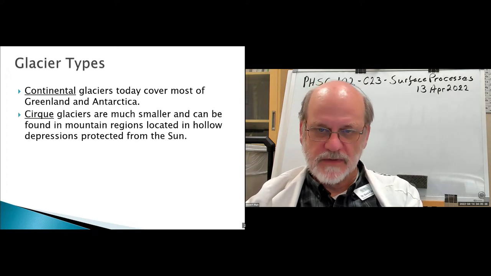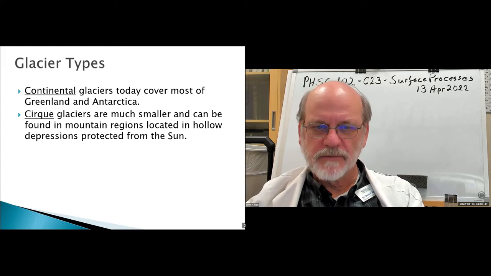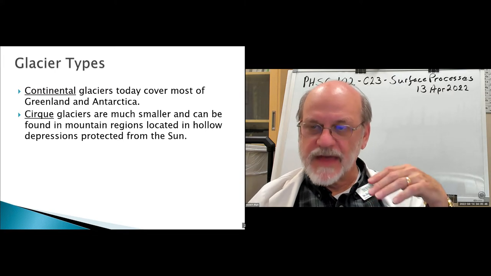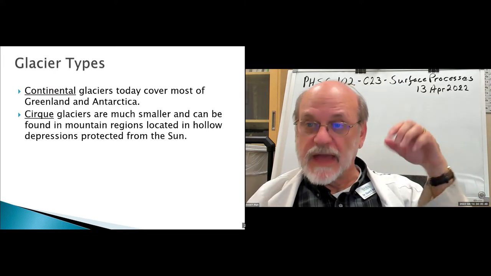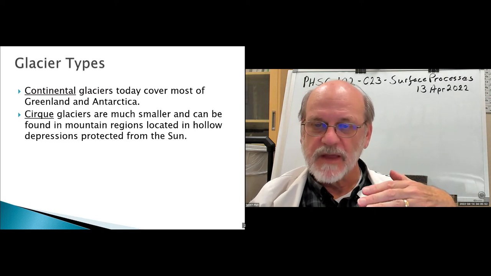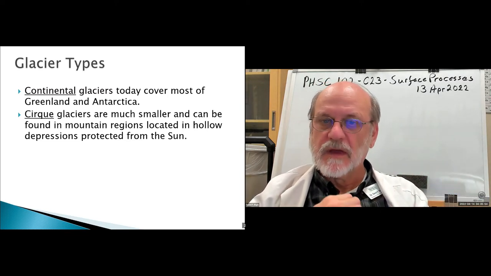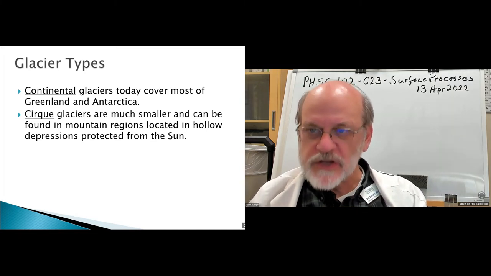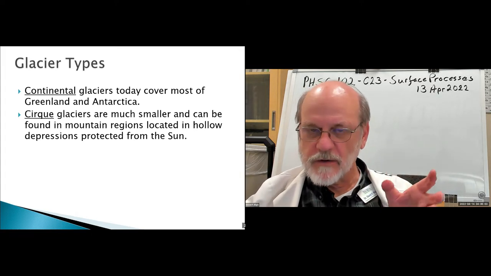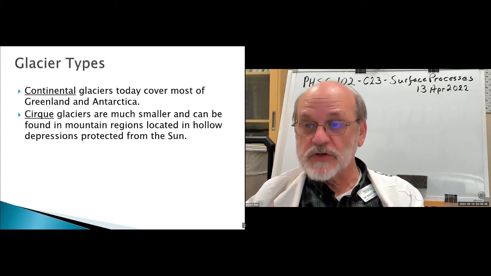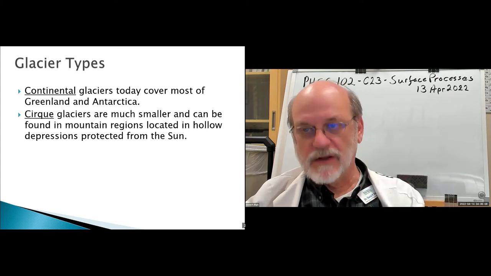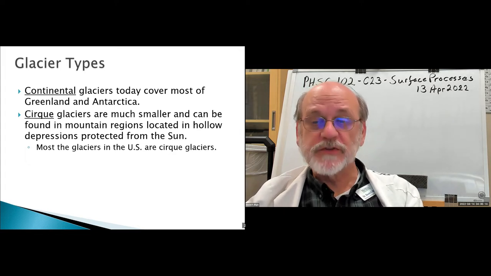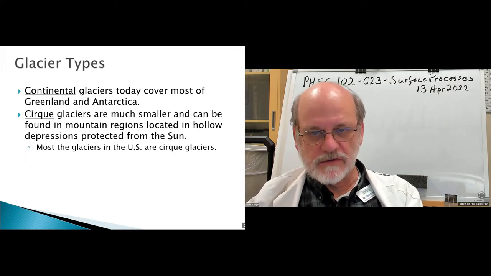The cirque glacier, much smaller than the continental glacier, is usually found in mountain regions. And they accumulate snow and form this compacted ice in valleys, usually shaded valleys, where the sun doesn't reach them large parts of the day or the year, and that allows them to accumulate more snow than melts. Most of the glaciers in the United States are cirque glaciers.